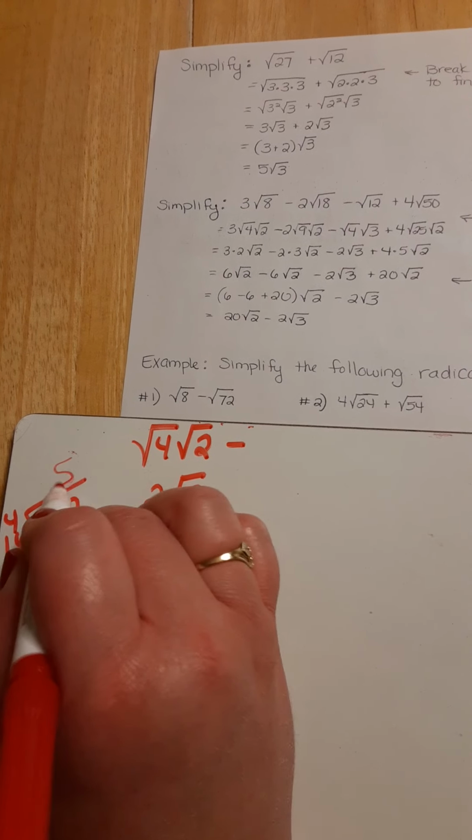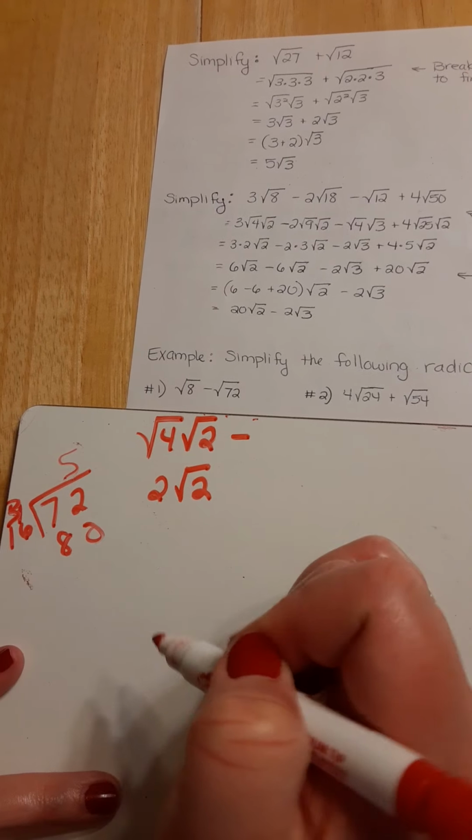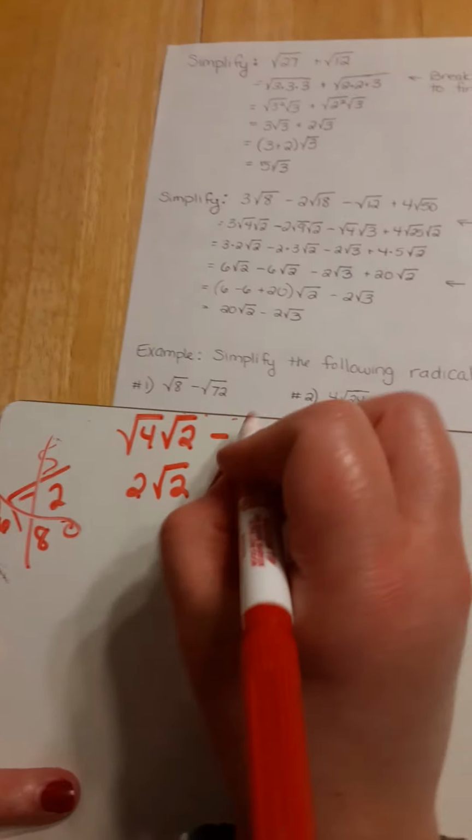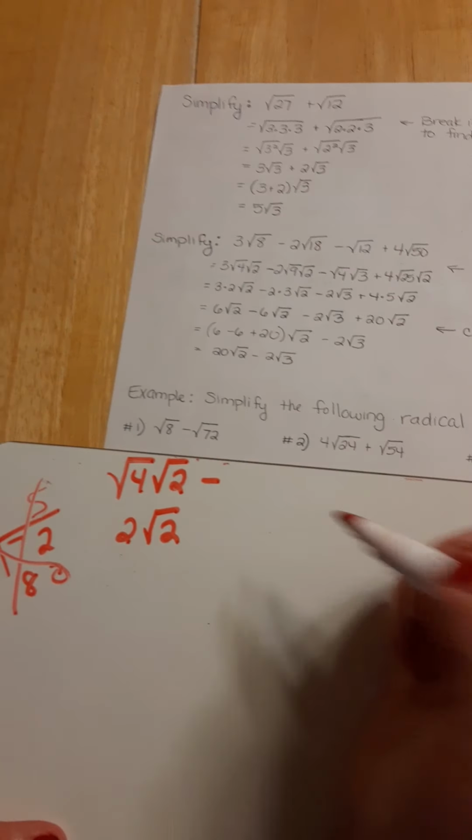Okay, so I am thinking, let's try again. Does it go in here at all? 5 is 30. 5, 6, 7, 8. Okay, it is not going to go in there perfectly. So let's go ahead and break it down and see what we can do. Sometimes it's going to take a little bit longer, and that's okay.